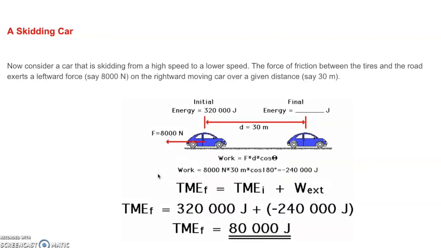A skidding car. So we've got a car going from a high speed to a low speed. We've got friction of 8,000 newtons. And while we hit the brakes, it goes about 30 meters, from starting here to stopping here. So what's the final energy of our car? Our total mechanical energy at the beginning is 320,000 joules. The work is our force times distance times the cosine of 180, because this is 180 degrees, so it's going to be -1. We're doing negative work, and we get negative 240,000 joules. So that's our work. So 320,000 minus 240,000 gives us a final mechanical energy of 80,000 joules. So the car has lost energy due to friction, okay? And that friction was the work that was done on the car.